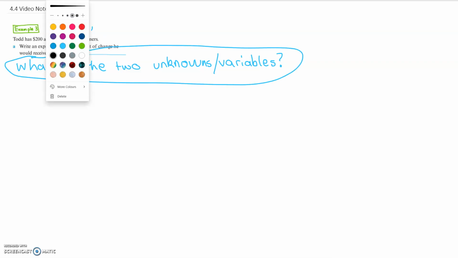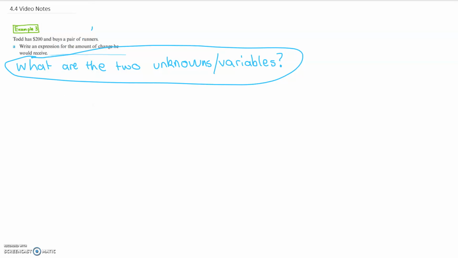And so in this case, the two unknowns are the amount of change he would receive, because we don't know how much that is, and the amount of change he gets depends on how much the runners cost, right? And until we know one of them, we can't work out the other. So those are our two unknowns, or our two variables.